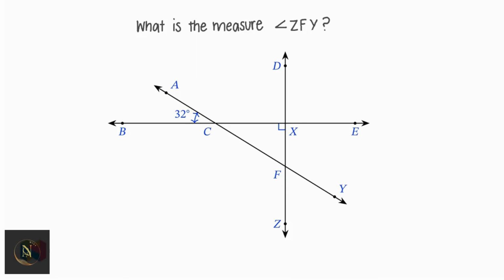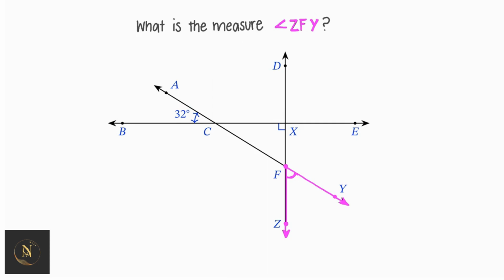What is the measure of angle ZFY? The first thing we want to do is identify angle ZFY. Angles can be named by 3 points. This one is named ZFY, and that means this is the angle we're interested in. We want to measure this space.